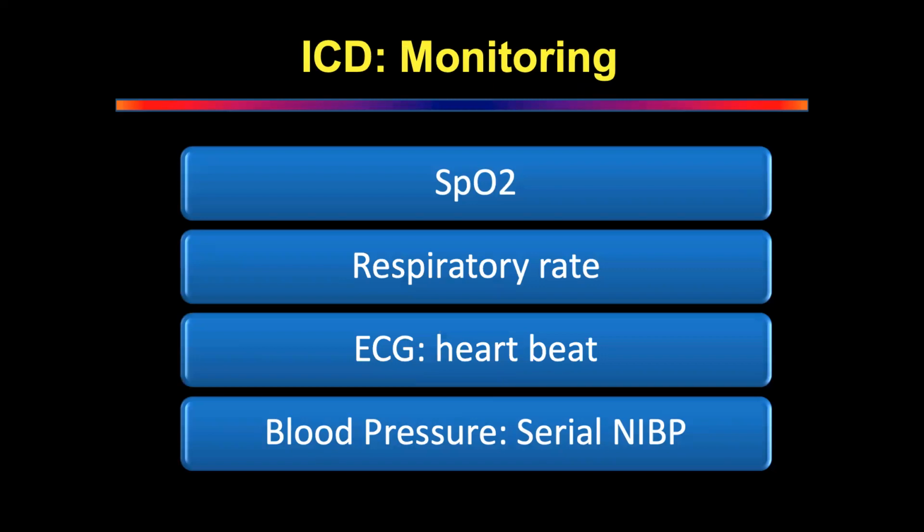We're talking about monitoring. I like the IV cannulation. You must have a cannula, no doubt about it. But basic monitoring is pulse oximetry, respiratory rate, ECG, and a serial NIBP. It doesn't have to be an arterial line. Is this clear cut?